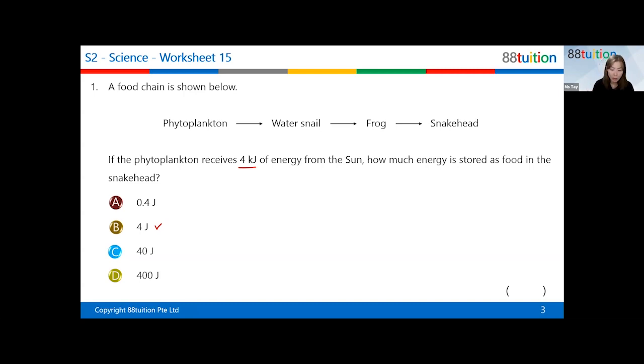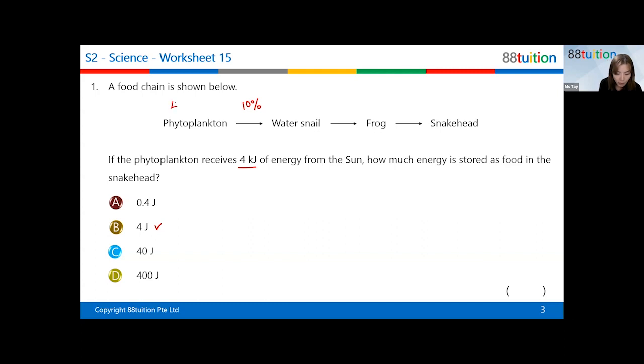You are, okay. So this phytoplankton actually receives 4 kilojoule of energy from the sun. So when the energy is being passed on to the next level, not 100% is passed on. How much is passed on actually? Very good, Kaden. That's right. So you know that 10% of energy will get passed on, right? So how do you calculate that 10%?